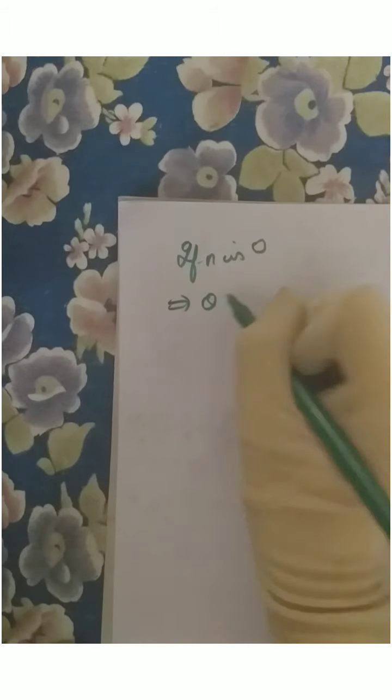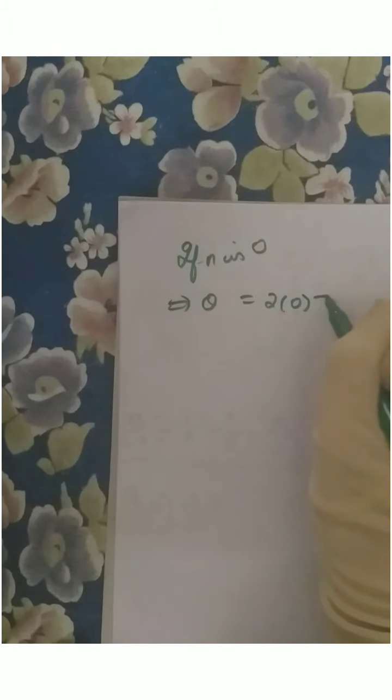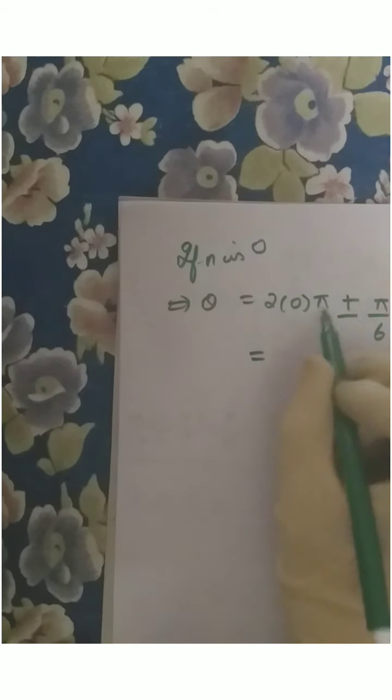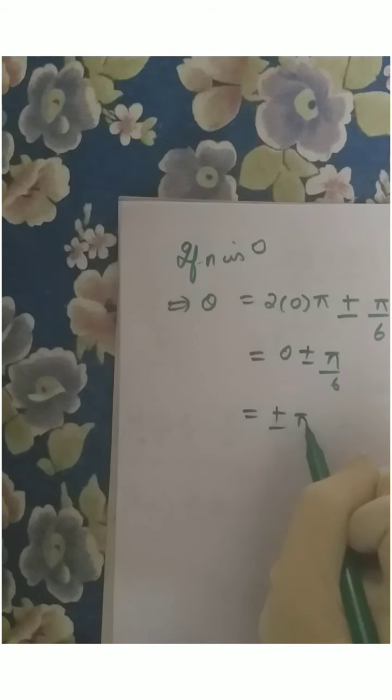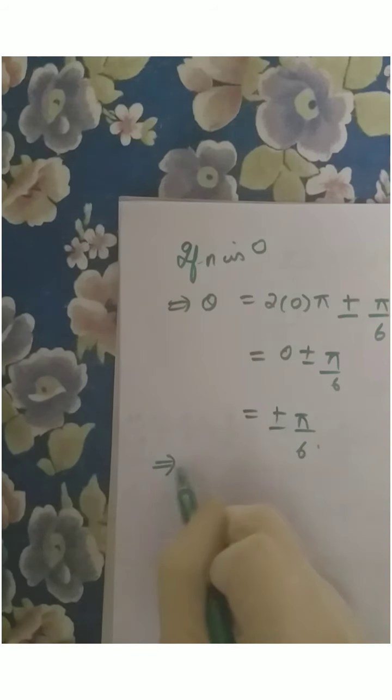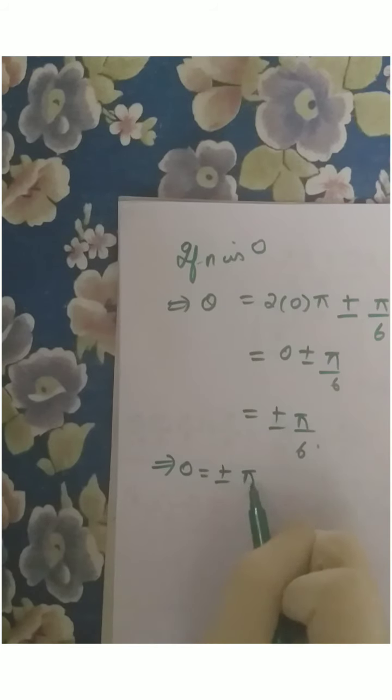theta is equals to 2n pi. So in place of n, substitute 0, pi plus minus pi by 6. So I get 0 into pi is 0 only, 0 plus minus pi by 6. So I get theta is either plus pi by 6 or minus pi by 6. So theta can be written as plus pi by 6.